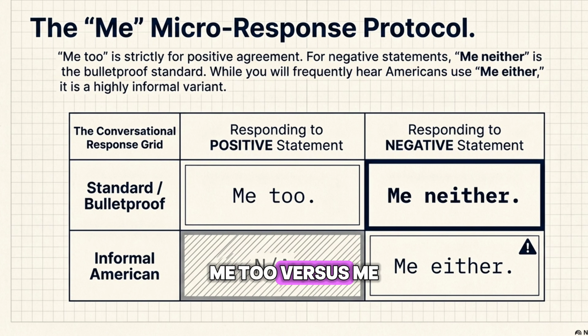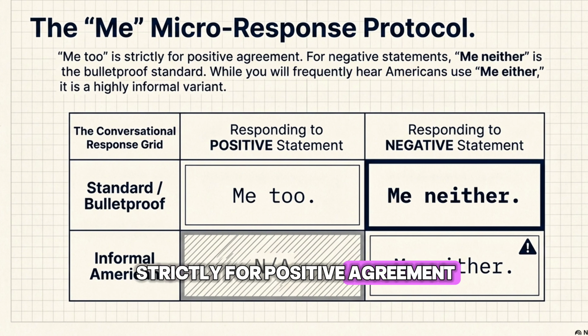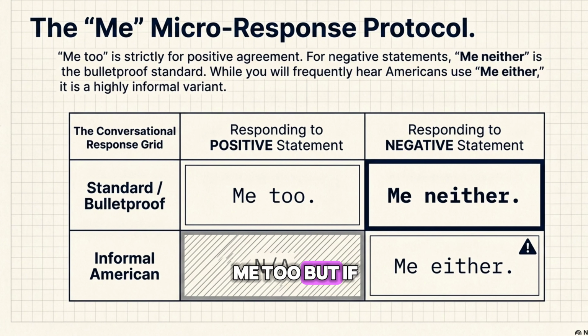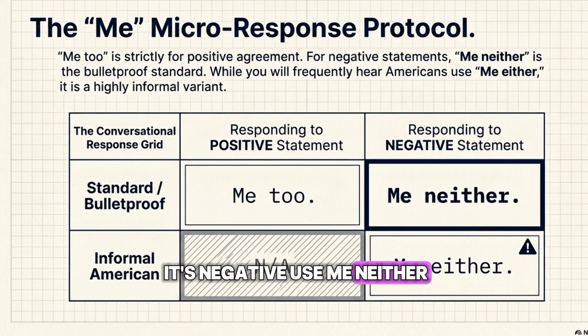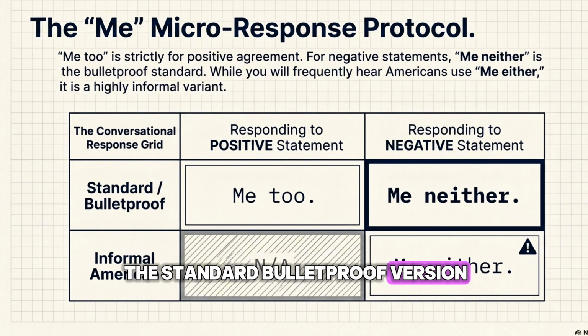Okay, what about the classic conversational responses? Me too versus me neither. Right, this is a huge one. Me too is strictly for positive agreement. I love this song. Me too. But if it's negative... Use me neither. If someone says, I don't like this song, you say, me neither. But wait, I hear Americans say me either all the time. Is that wrong? Well, it's highly informal. It's an American variant that you'll hear a lot in casual speech. But me neither is the standard bulletproof version you want to rely on.